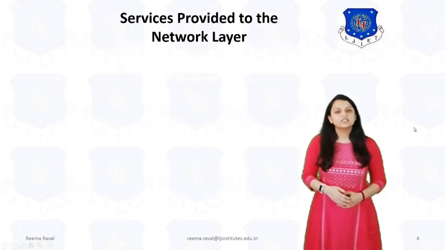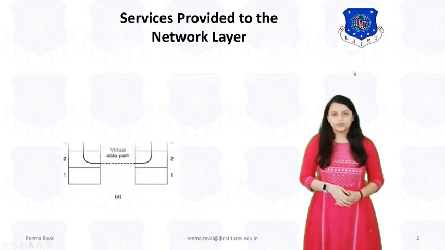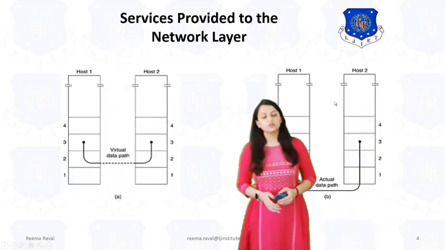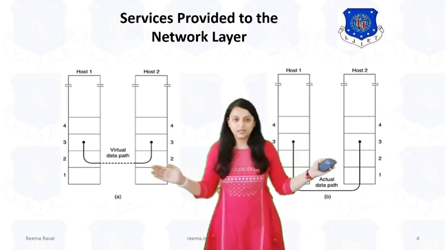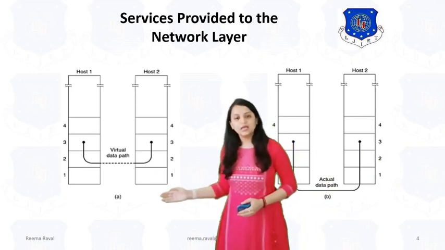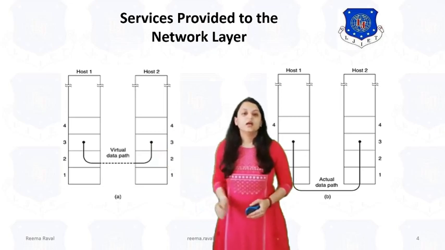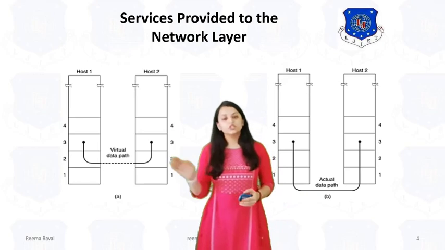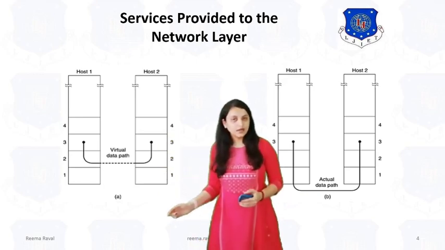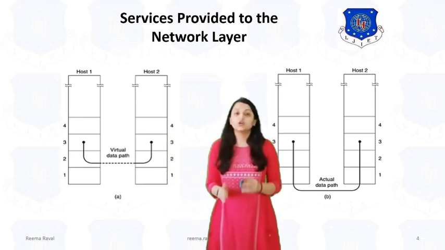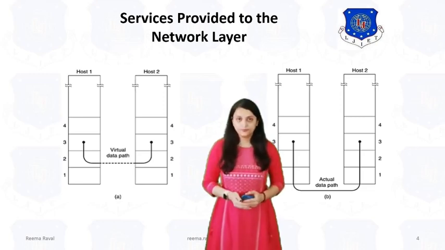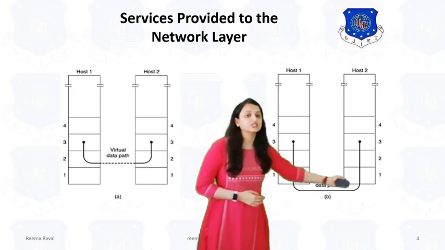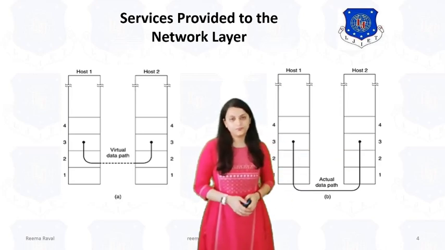Now let us see the services provided to the network layer. To indicate these services, we need to consider these two diagrams. The first diagram indicates the virtual data path, and here the actual data path is indicated. In the virtual data path, the lower layers are not indicated because virtually the data connection is provided. And here the actual data path is indicated, where the physical actual connection is provided to the particular layers.